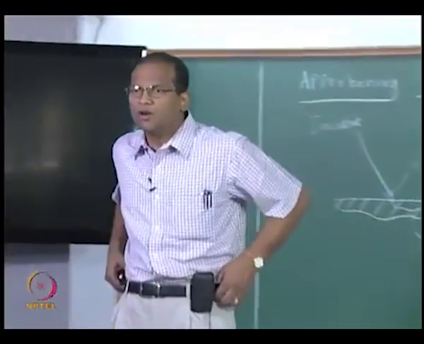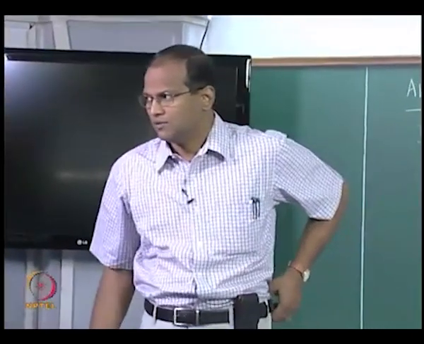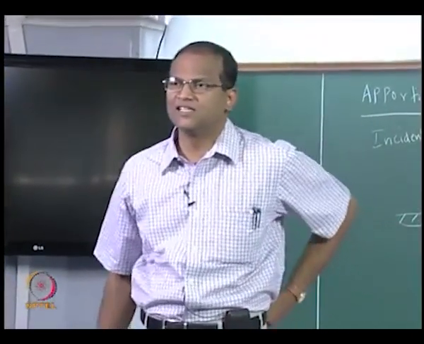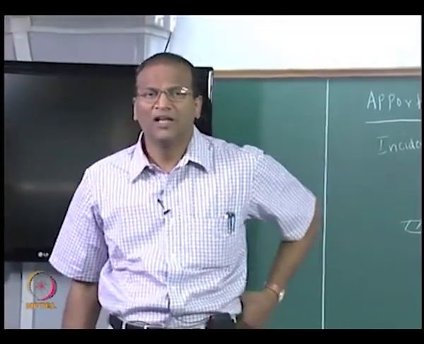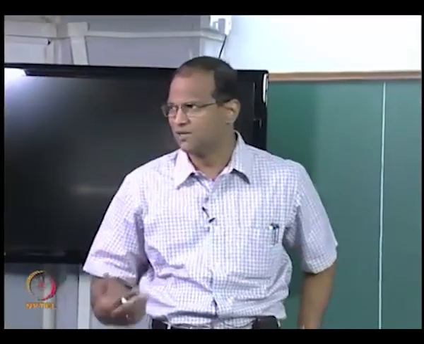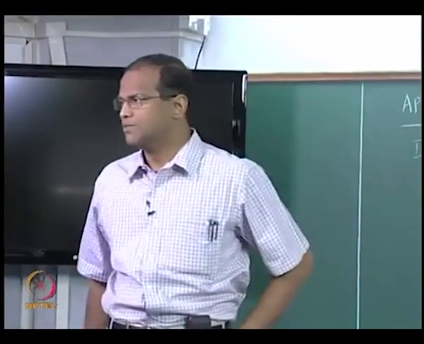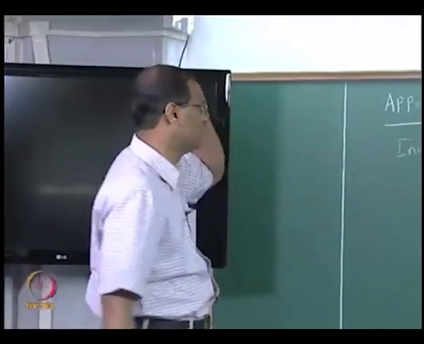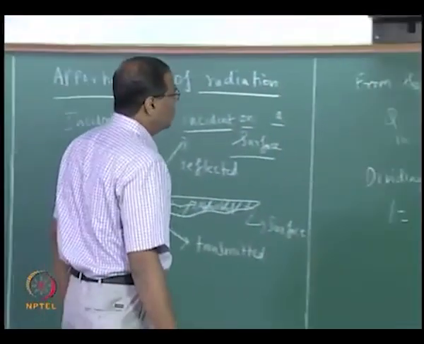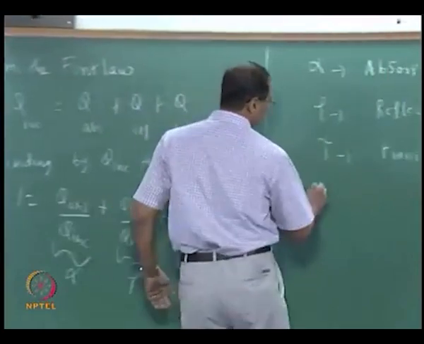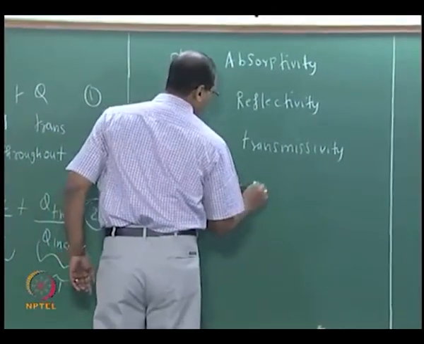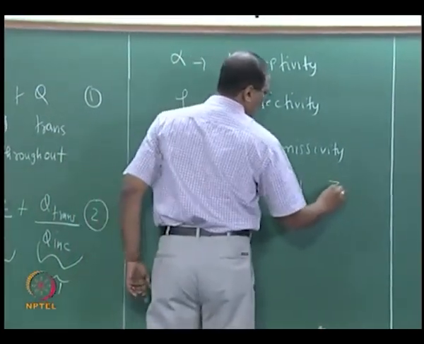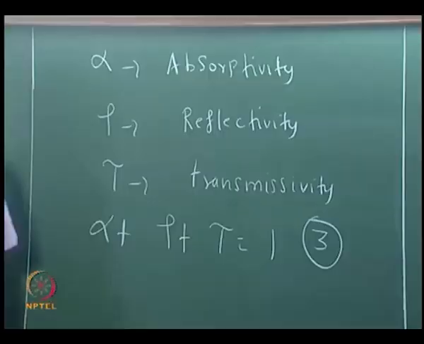Of course, we are talking about hemispherical total quantities. The integrations are already done with respect to the angle and the wavelength. This is just to introduce you to the concept. We will go through the individual absorptivities and reflectivities as we proceed with this lecture, right. So the important story is alpha plus rho plus tau equal to 1.